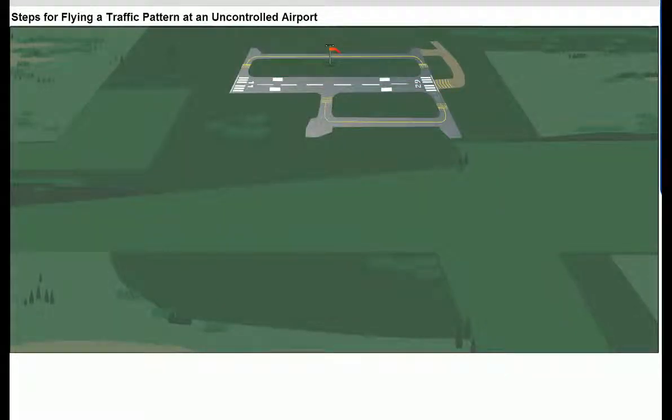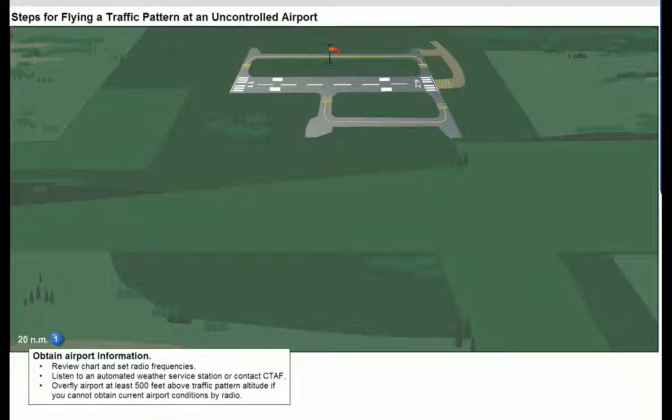The first step in flying the traffic pattern at an uncontrolled airport is to obtain airport information. Review your chart and set radio frequencies. Listen to an automated weather service station or contact the Common Traffic Advisory frequency. Or overfly the airport at least 500 feet above the traffic pattern altitude to determine airport conditions and landing runway if you cannot obtain current airport conditions by radio.